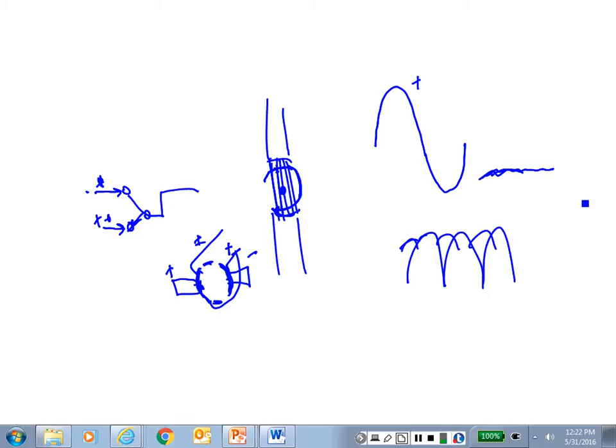But this is a DC tach. So that means you want the output to change, but what's going to change the output? The speed of the motion.